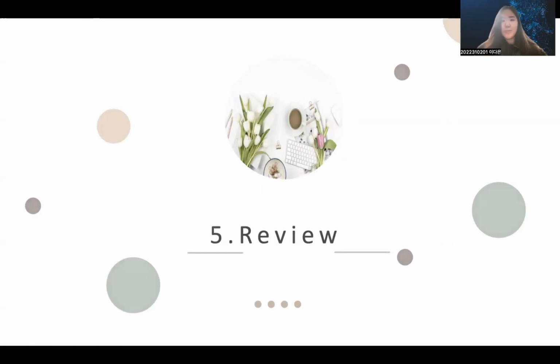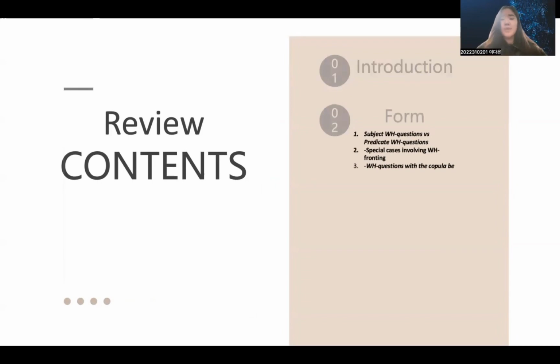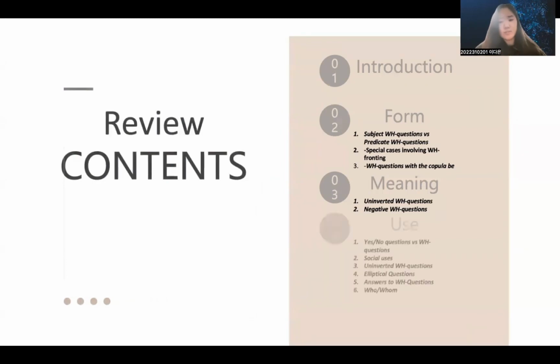Lastly, let's see a review. The following contents were the introduction; the form, where we talked about three main cases: subject WH questions versus predicate WH questions, special cases, and duplicate questions with the copula be. In the meaning, we saw uninverted WH questions and negative WH questions. And lastly, on the use, we saw yes/no questions versus WH questions. We saw the social uses, the uninverted WH questions, elliptical questions, answers to WH questions, and the questions who and whom.